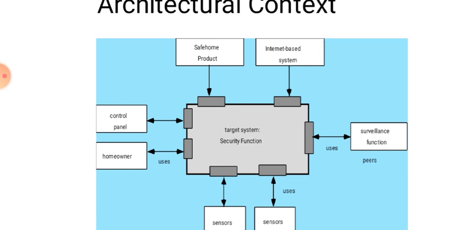So this is an actual example of the architectural context diagram that we are considering. So now this particular example is the SafeHome security system.